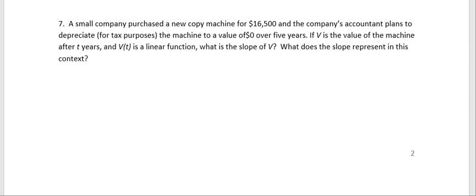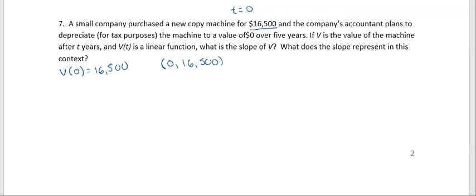So we have some indirect information given to us in this word problem. The first thing we have is a point right here. It doesn't look like a point initially because it's just one value, but a small company purchased a new copy machine. So this is new. So this means that the time that they've had the copy machine is 0, and that means the value is 16,500. So we could write that as V of 0, the value at time 0 is 16,500. Rewriting that as a point, it would look like 0 for the x and 16,500 for the y.